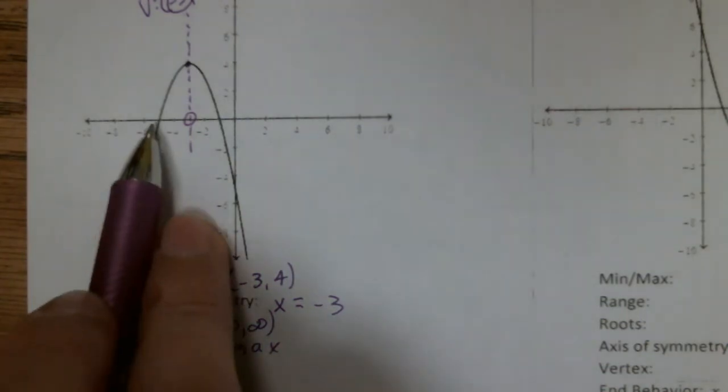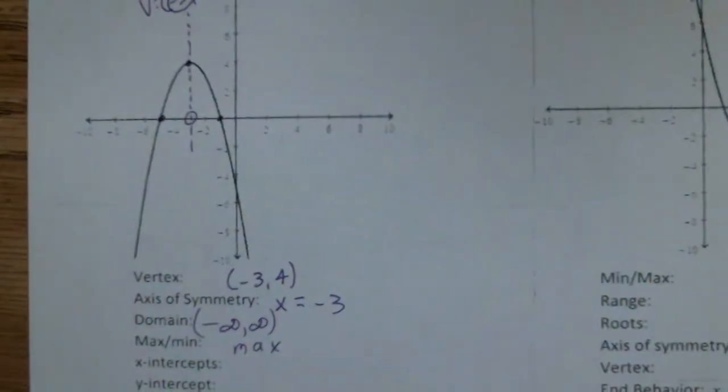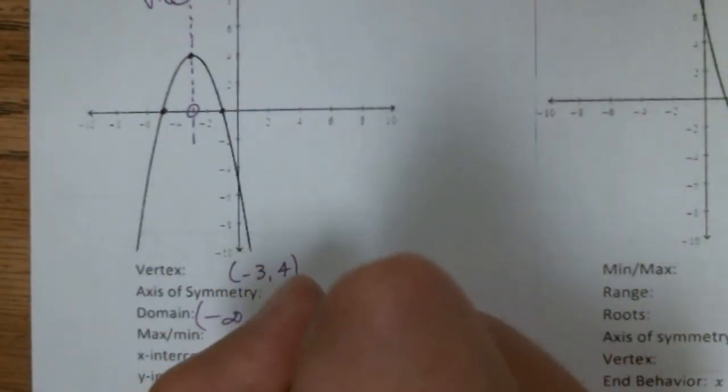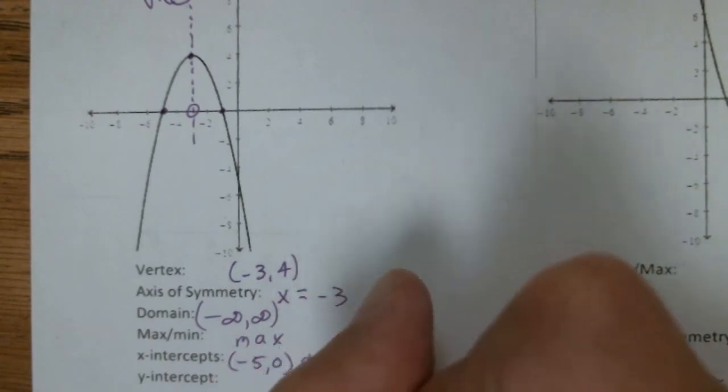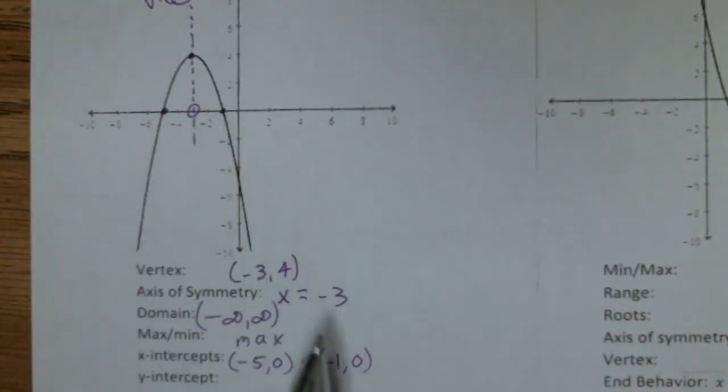X-intercepts. Now in this case, they pass through nice, pretty whole numbers. Right there at negative 1 and right there at negative 5. It's just where it crosses the x-axis. So we can just write those x-intercepts as negative 5, 0, and negative 1, 0. If they ask for the roots, technically I could just say negative 5 and negative 1. That would be fine as well.